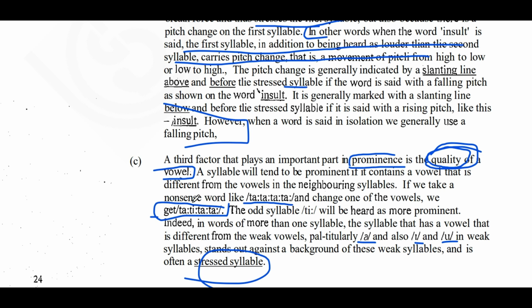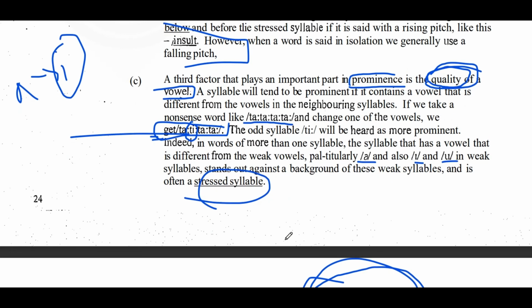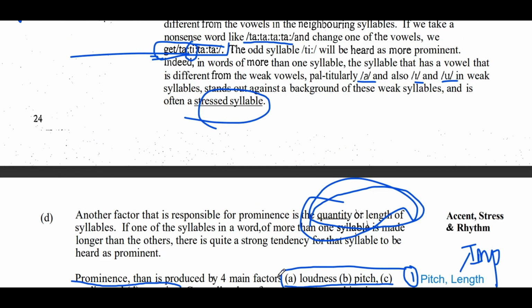But now suddenly, if I change just one vowel, from a to e, then when I say ta ta ti ta ta ta ta, what is the one which is coming out more, which is coming to your ears more? It is that e sound. Why? Because all the other sounds are of one quality, and then this one suddenly differs in quality. So that's why you're going to listen to this more, or this will come out more prominently.